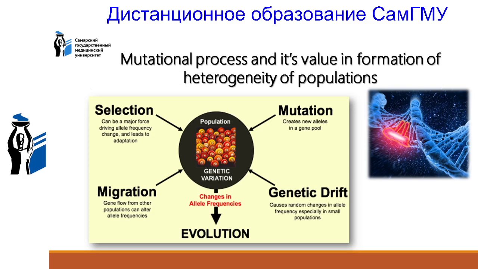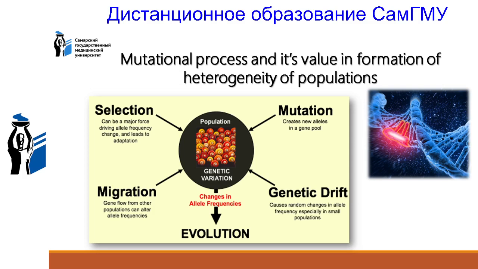The evolutionary value of the mutation process maintains a high heterogeneity of natural populations, participates in the creation of various alleles and the emergence of new genes, and creates the entire spectrum of variability of a given gene pool, the totality of all really possible mutations of a given population.